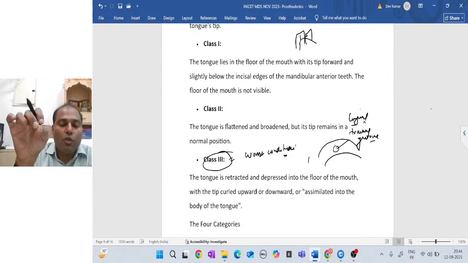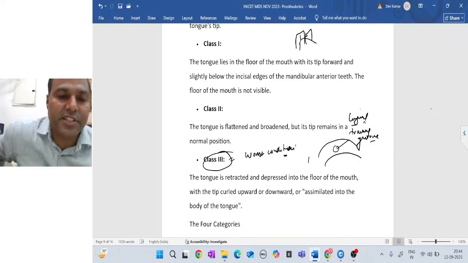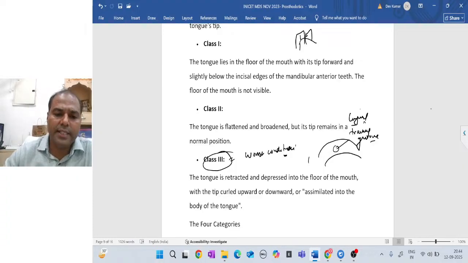Patient tongue will constantly or consciously touch that groove so that it remains in a forward position rather than a retracted position, and thus improving the prognosis of a denture. Otherwise the denture will come out if there is no seal, right?